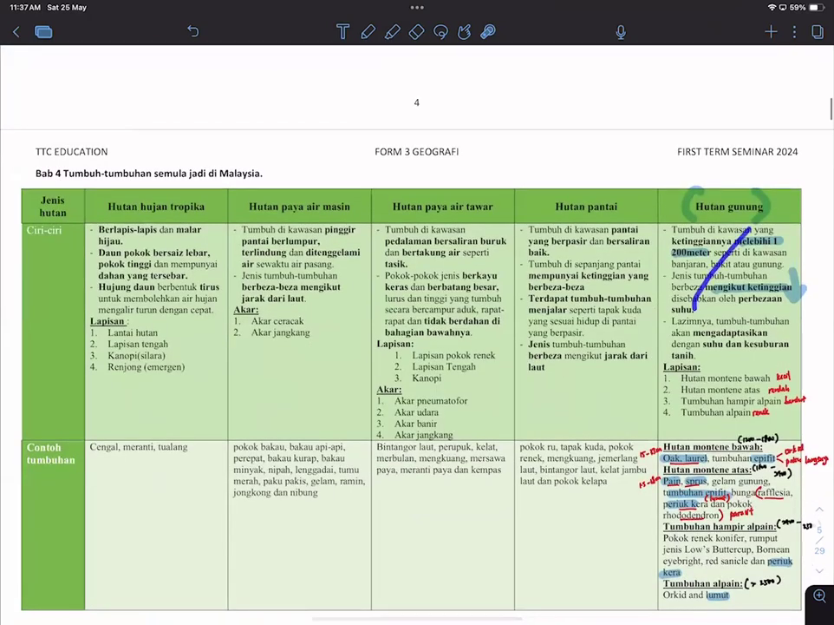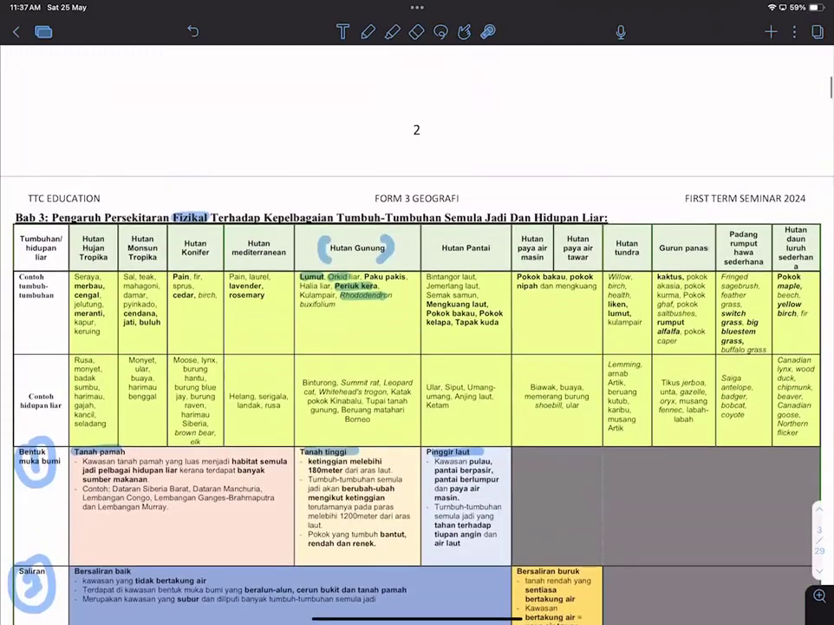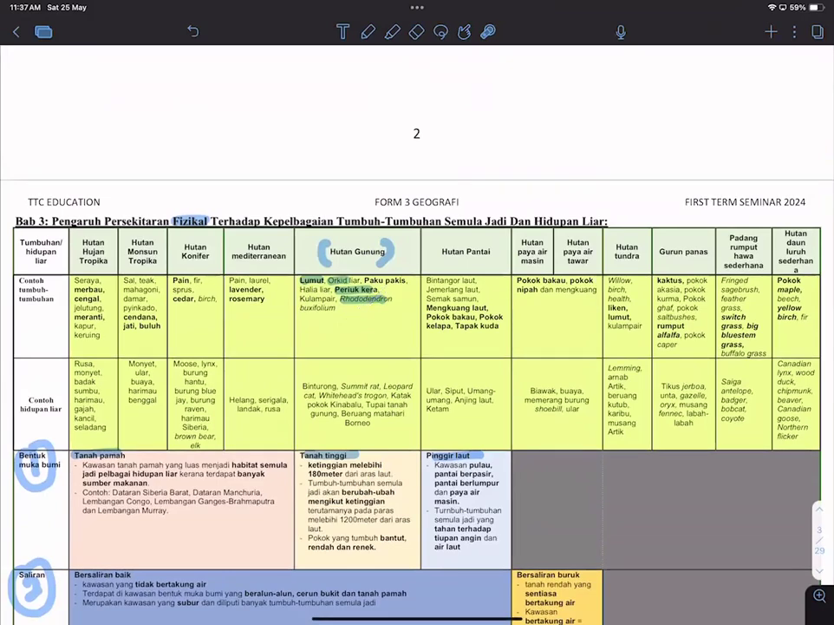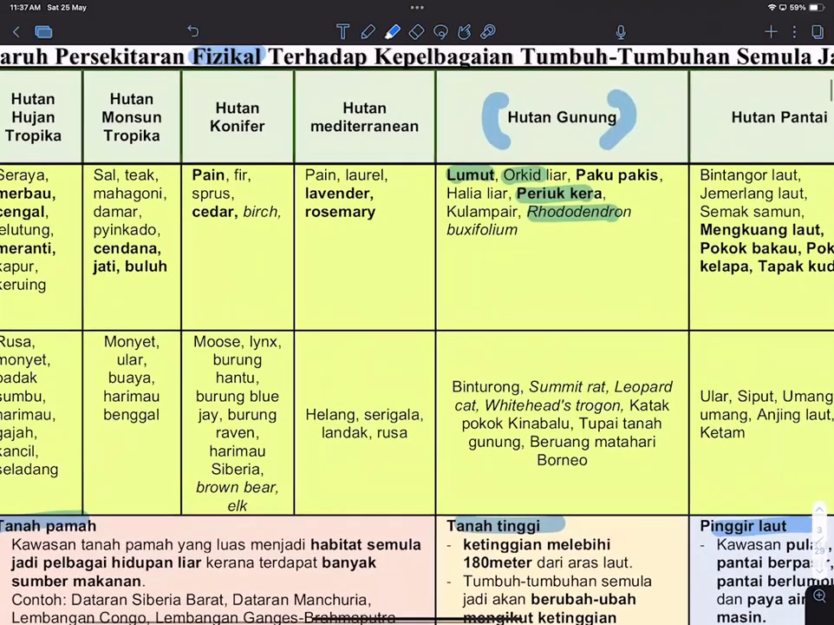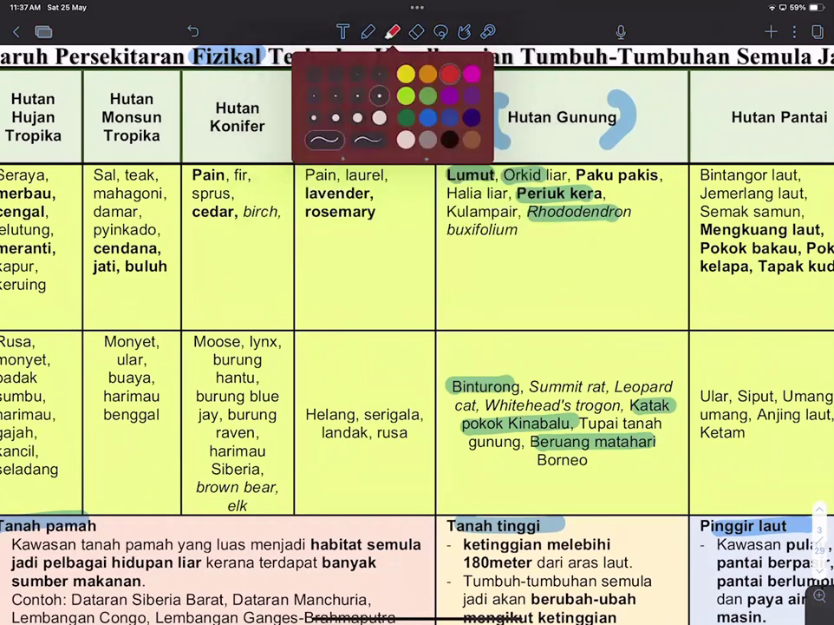Okay, and then for the hutan gunung, including our hutan gunung in our bab tree, remember, not only the plants, we have to memorize the hidupan liar, right? So which hidupan liar is in our Panjaran crocker? Panjaran crocker. Two, borang matahari, and then the katak pokok Kinabalu. So if you want to memorize more, backhead pinturo. Yes, this is the tree for Panjaran crocker. So I'm using another color, if you guys have another color, right?